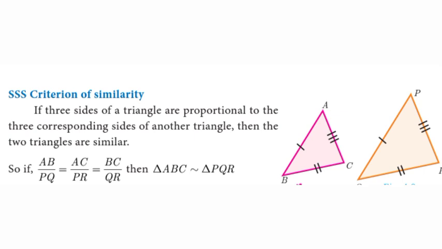First one, angle criterion, means the angles are equal. Second one, side angle side criterion. Third one, side criterion. Can you understand?